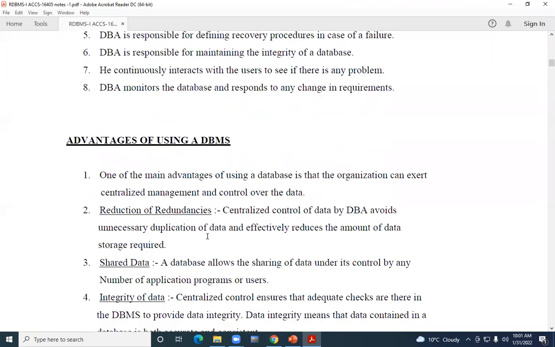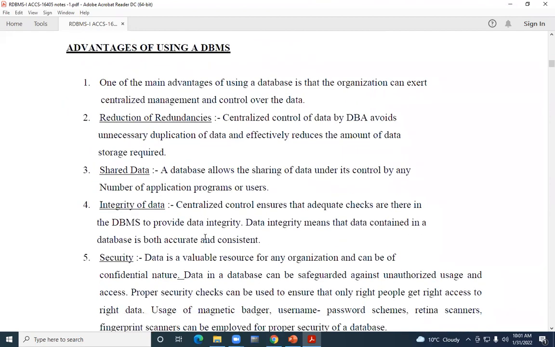Then next, what are the advantages of using a DBMS? So one of the main advantages is that you can have a centralized control over data. Then next is reduction of redundancies. Important one. So what is redundancy? Redundancy means repetition.